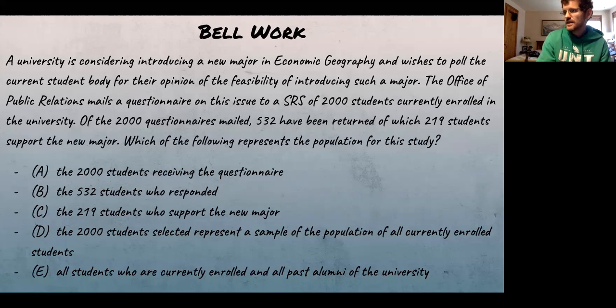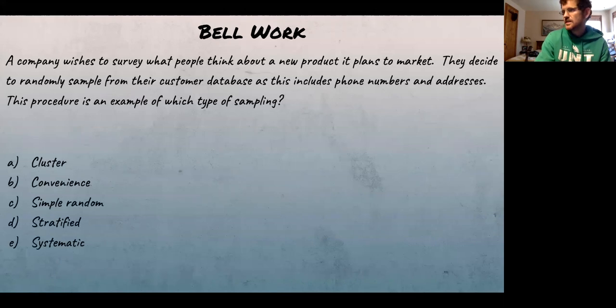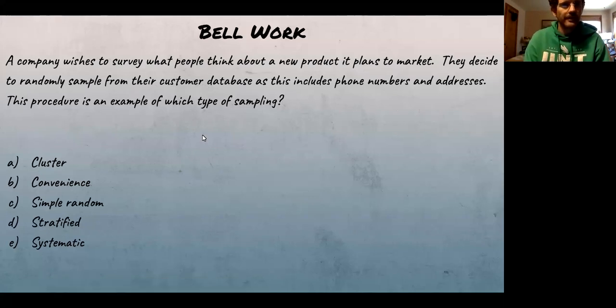I do have a second bell work problem for you, which won't take as long to read through. Okay, so let's look at this real quick. We've got, as far as this goes, a company wishing to market a new product, and they are randomly selecting from their customer database. Now, we could go through and think through it, but really what this comes down to is this is a convenience sample.